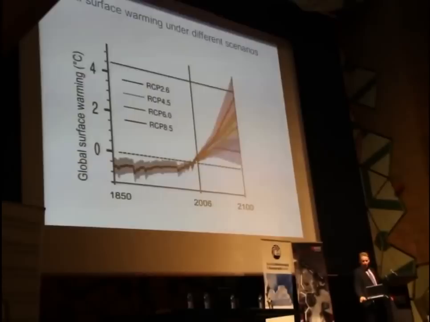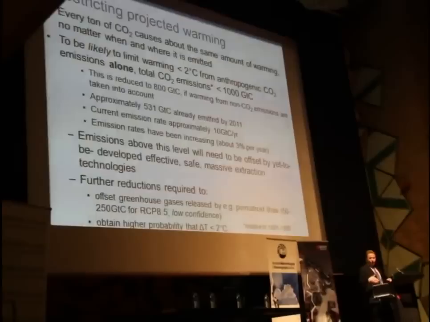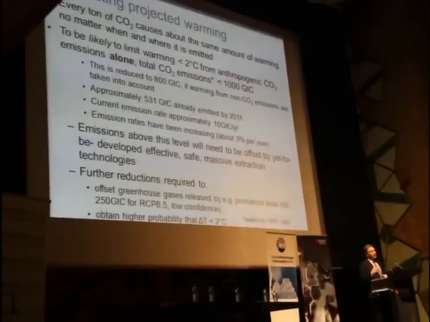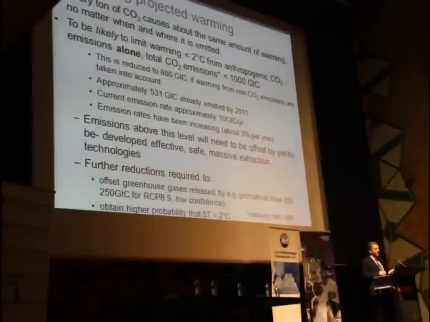Now, that budget of 1,000 gigatons of carbon is if you want to keep the likelihood of temperature change below 2 degrees Celsius. Suppose you want to make that likelihood higher. Suppose you want to make it extremely high. Then the budget will be much, much less.